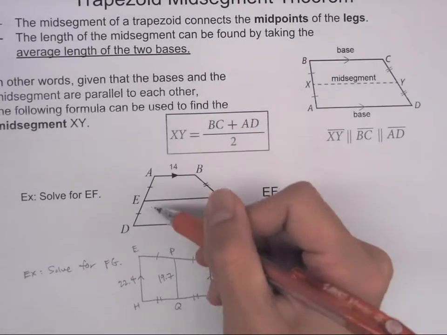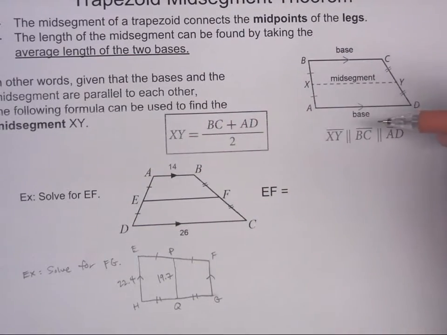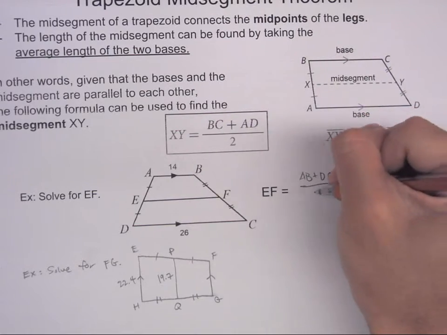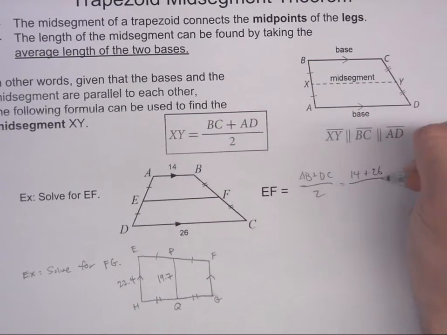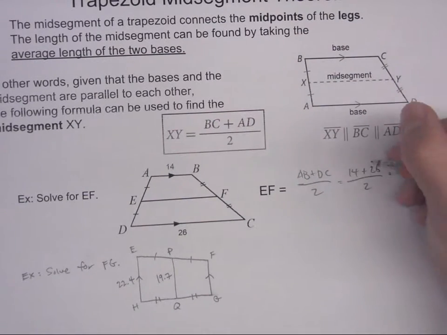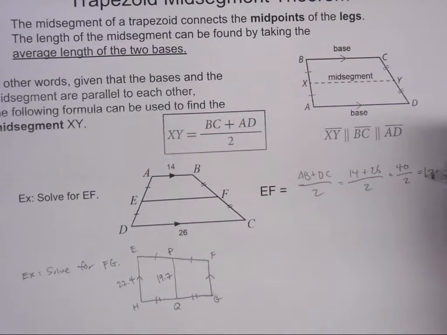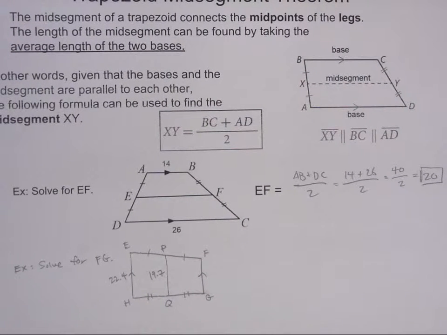Solve for EF. This is the mid-segment. EF is going to be equal to AB plus DC over 2. AB is 14. DC is 26. Divide by 2, so 14 plus 26 is 40. 40 divided by 2 is 20. That means EF is 20. Okay, so the next one is the fun one.